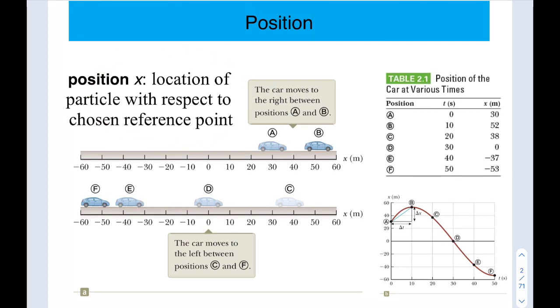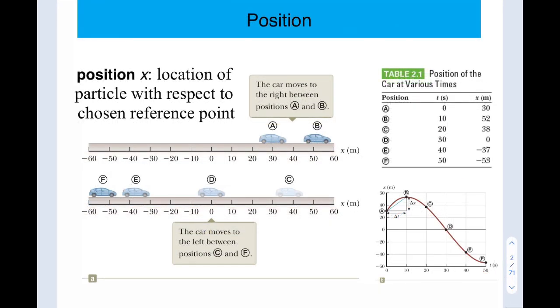If we tabulate the information of the motion diagram into a table, we can plot the graph of position x versus time in seconds. This is a graph of the motion of the car, position x versus time t. If you see here, it is already a curve. Why is it a curve? Because this is a real motion.